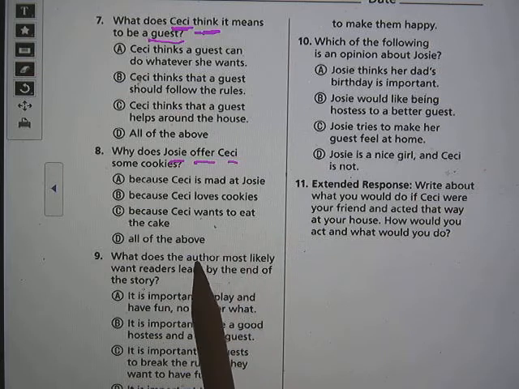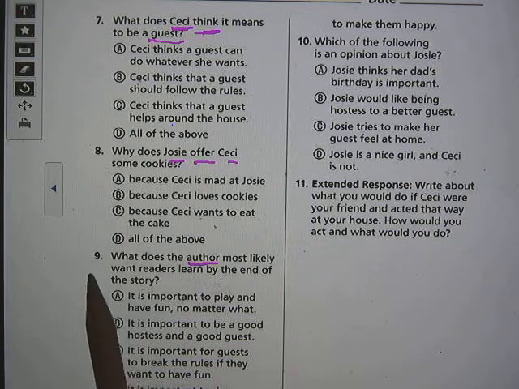So the author, think about the message. What was the author trying to teach you here? What were they trying to teach you? The A, B, C, or D. Look at those answer choices, write a number 9, and then pick the best one.